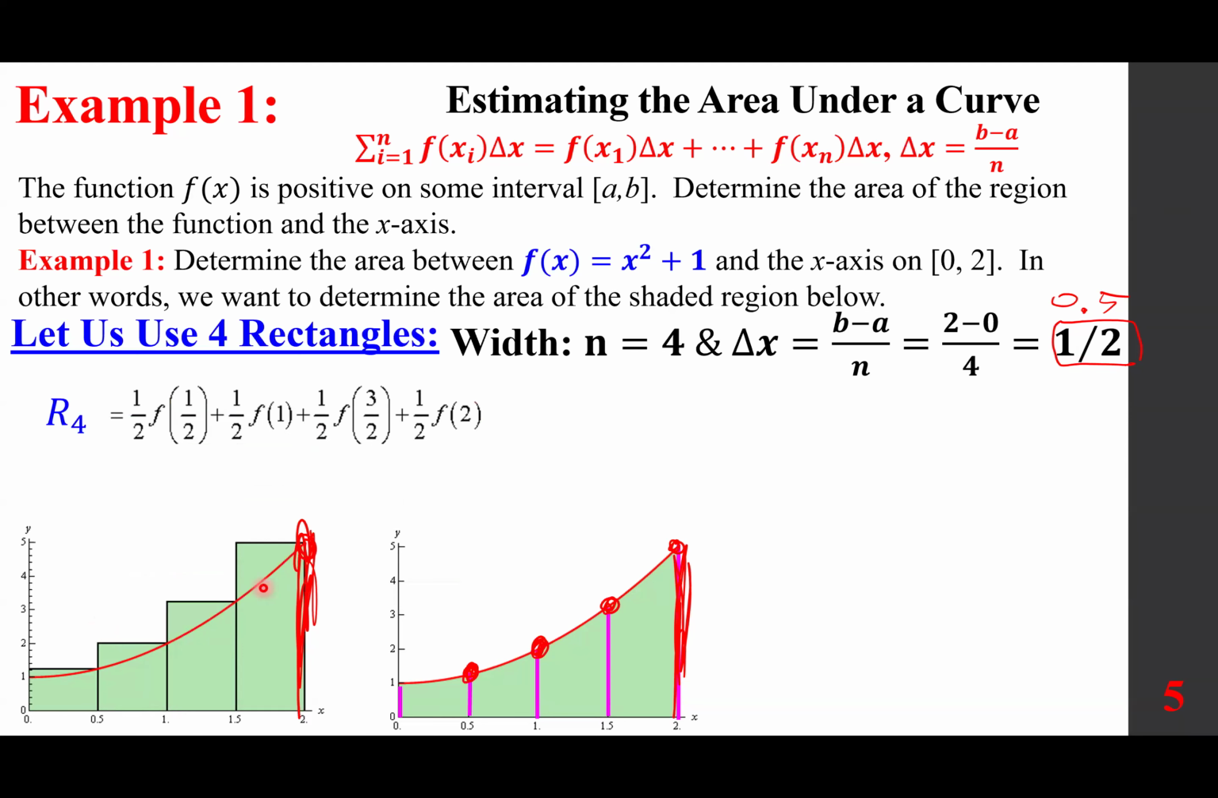So the first point is here. Remember that this is the first point. This is the last point, everybody. So f of 0.5 or 1/2, this one, f of 1, this one, f of 1.5 or 3/2. So you go to this function. If you plug in 1/2, you get 1/4 and 1, 5/4. If you plug in 1, 1 and 1 is 2. If I plug in 3/2, 9/4 and 1, 13/4. If I plug in 2, 4 and 1 is 5. That's how we arrive at this. We add them up to 5.75.